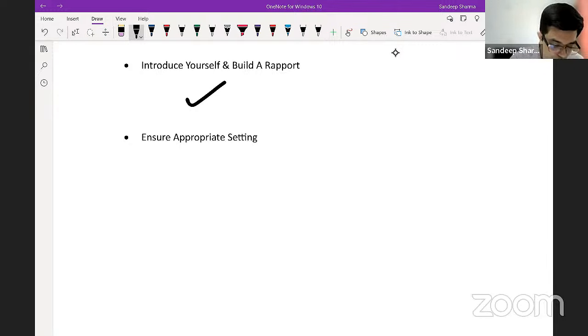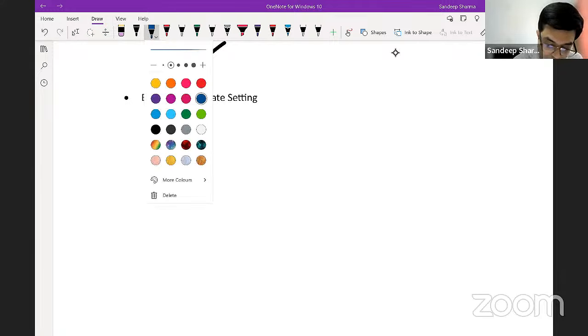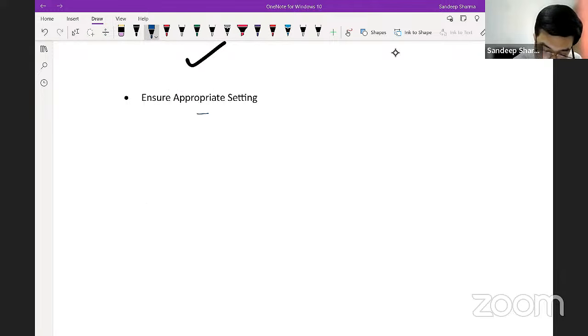Third thing is ensure an appropriate setting for the patient. When I say ensure appropriate setting, there are a few things that you should remember. First thing is always take history in a sitting position. So the parents of the child and the patient, they should be sitting. It's not like you are sitting and they are standing and giving the history. This happens very often in wards. If an examiner is passing through, they will scold you for this. So parents and patients should be comfortably sitting.